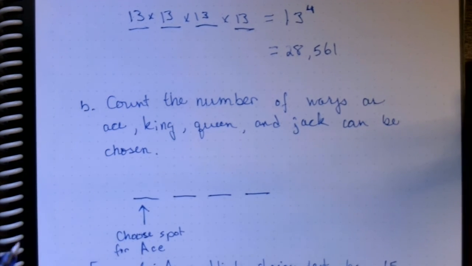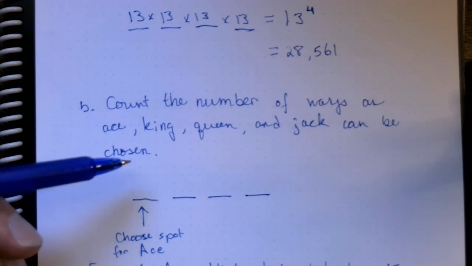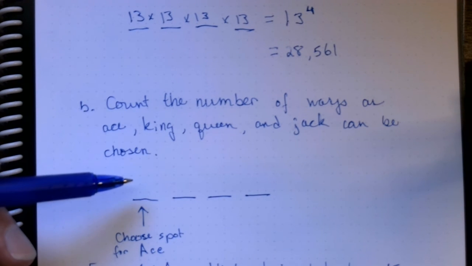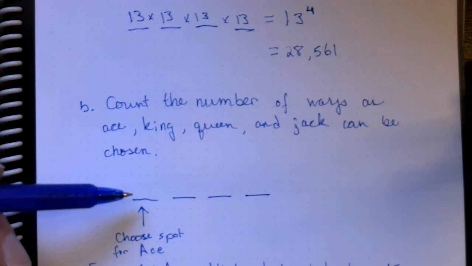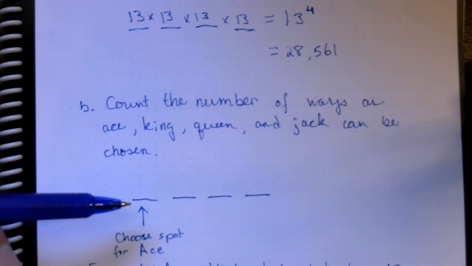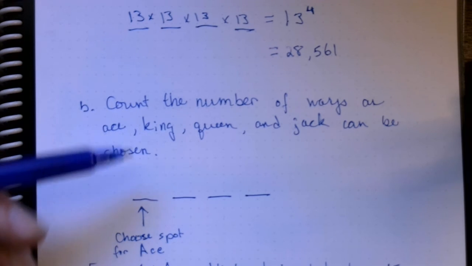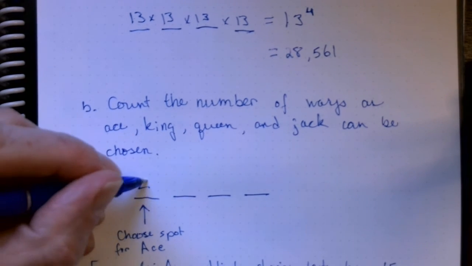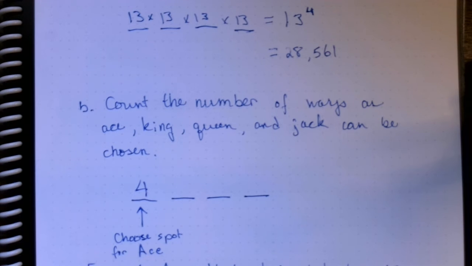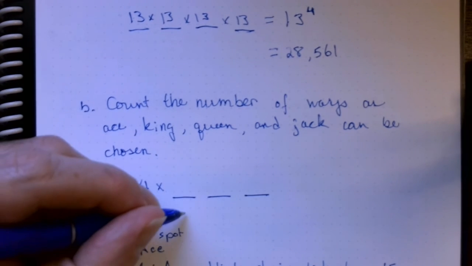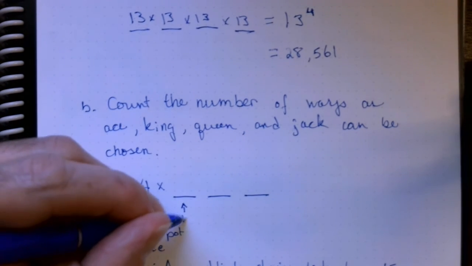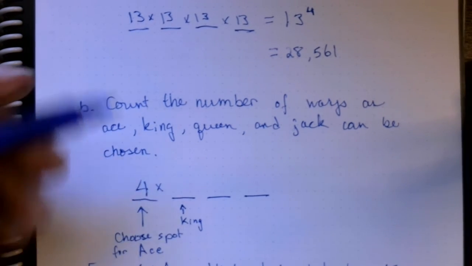I'm going to think of this a little bit differently though. The first task is I'm going to choose where the ace is going to come up. Am I going to put the ace first, second, third, or fourth? So when I'm choosing where that ace is going to go, I got 4 possibilities. And next thing I'm going to choose is the king. Where's that king going to go?